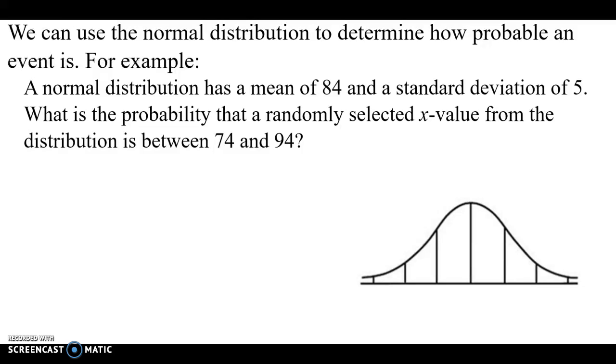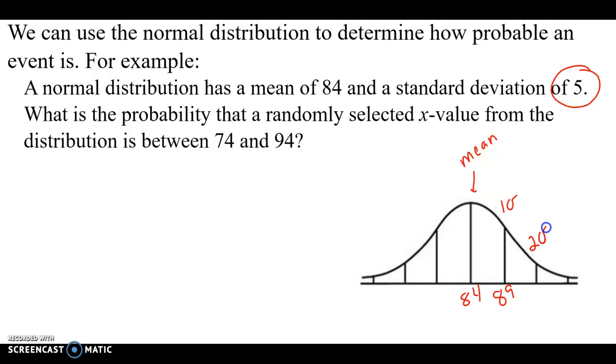Okay, the next problem says we can use the normal distribution to determine how probable an event is. For an example, a normal distribution has a mean of 84. So stop right there, and let's label the middle 84. In the middle, we know that that is the mean or the average. Then from there, it says one standard deviation is 5. So they're telling you that every 5 numbers is another standard deviation. So our first standard deviation is 5 more than 84. So that gives us our 89.